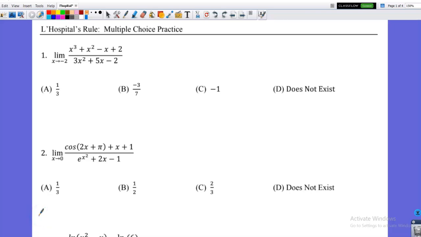Let's take a look at the homework for L'Hopital's rule. I'm not necessarily going to do all of the problems, but hopefully I'll do enough to get you started and make sure that you understand what you're doing with L'Hopital's rule.